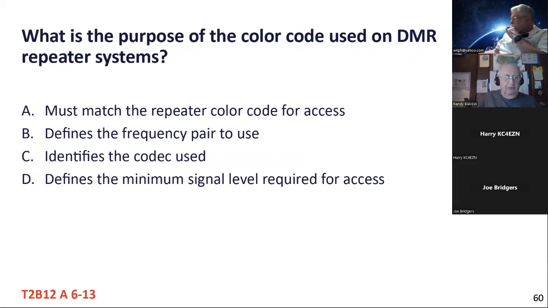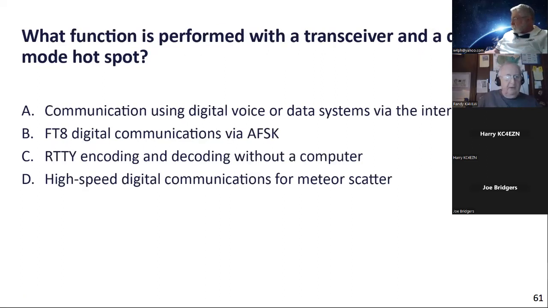What is the purpose of the color code used on DMR repeater systems? A, must match the repeater color code for access. What function is performed with a transceiver and a digital mode hotspot? Okay, that also would be A, communication using digital voice or data systems via the internet.